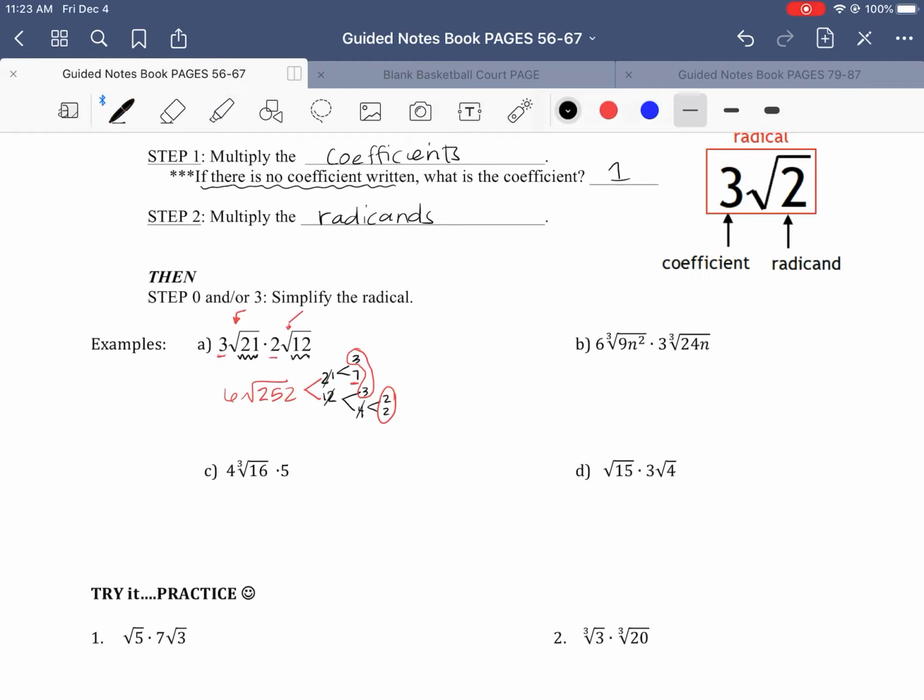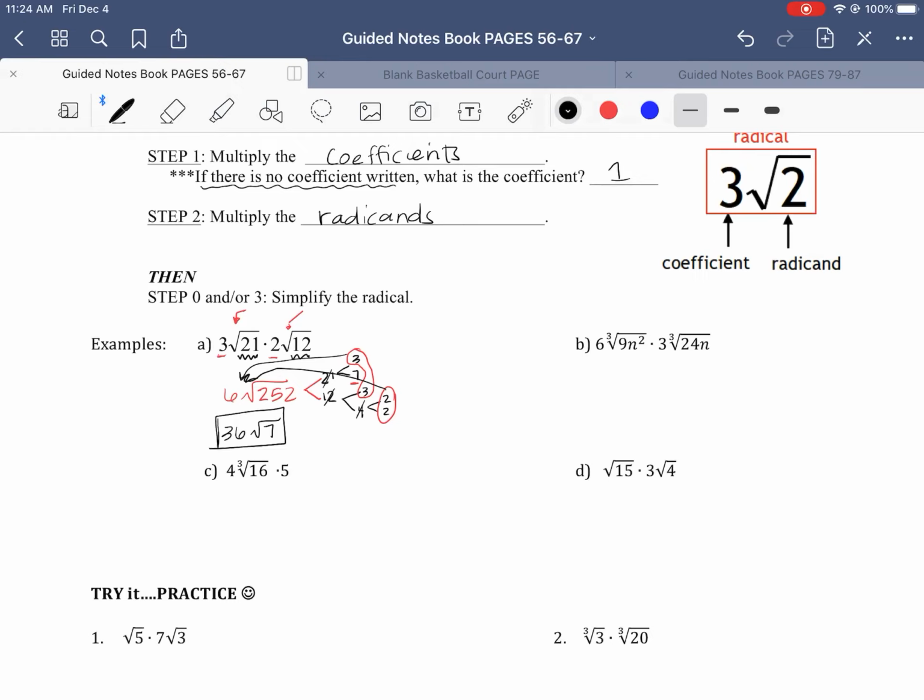So again, we pull a 3 out and a 2, and you already have the 6. So if I multiply that by 3, I get 18. Multiply that by 2, we get 36. So 36 in the front, and then that 7 left over on the inside.